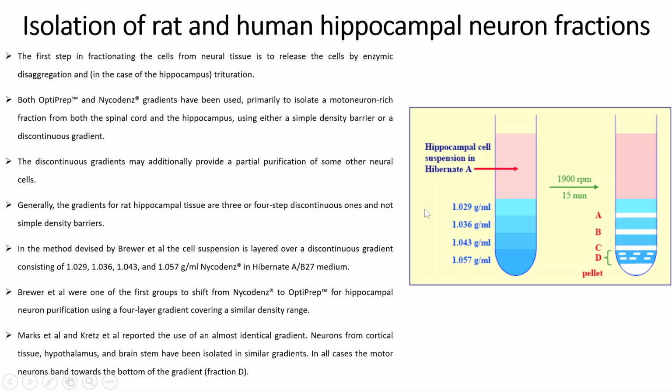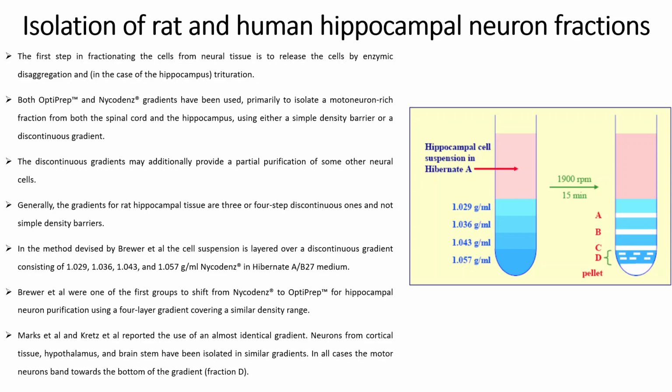Here we have discussed the method of density gradient centrifugation described by Brewer et al. Here the cell suspension is layered over a discontinuous gradient consisting of 1.029, 1.036, 1.043 and 1.057 gram per ml of Nycodenz in Hibernate A B27 medium. Brewer et al. were one of the first groups to shift from Nycodenz to OptiPrep for hippocampal neuron purification, using a 4-layer gradient covering a similar density range.